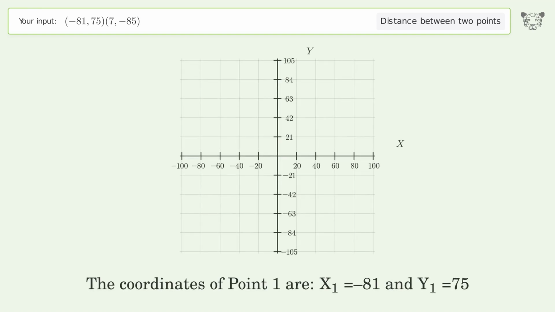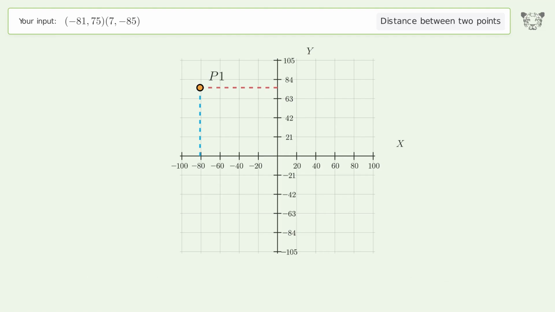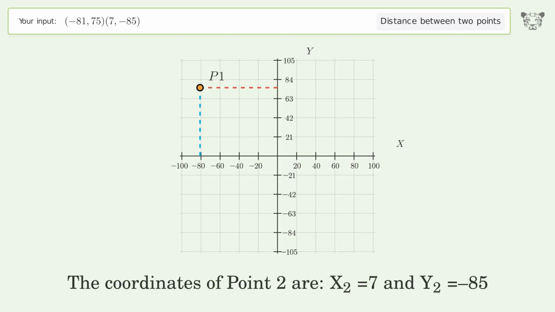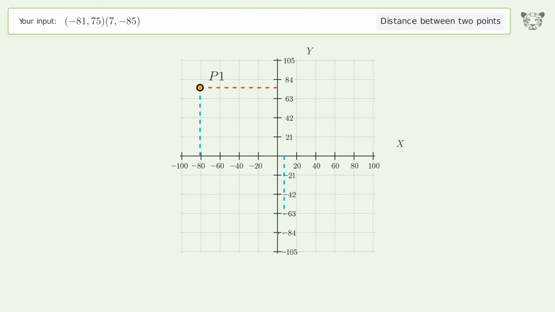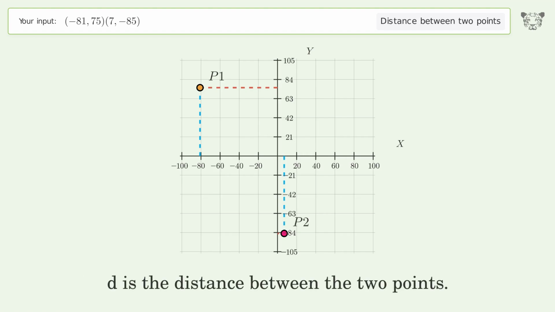The coordinates of point 1 are x1 equals -81 and y1 equals 75. The coordinates of point 2 are x2 equals 7 and y2 equals -85. D is the distance between the 2 points.